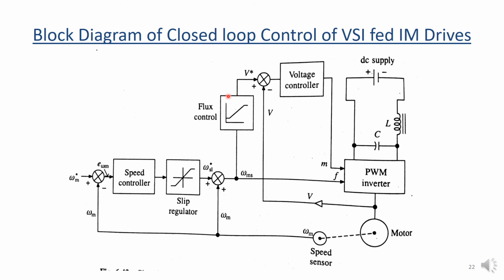Then we have a flux control block here which produces V star, the reference voltage, and that is compared with the actual stator voltage of the motor. The error is given to the voltage controller, which produces the modulation index M, and that is given to the PWM inverter. That is, the PWM inverter now has the magnitude of the voltage to be produced and the frequency, and accordingly it produces the required voltage and frequency for the induction motor.